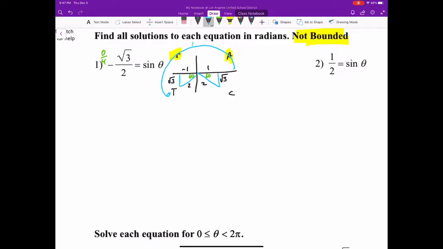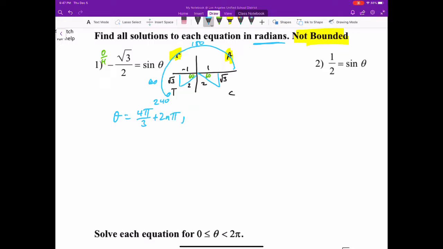That's 180, and then plus the 60 here gives us 240 degrees. Okay, we can write this in radians. They asked us specifically in radians. So we count by 60s, and that's going to be theta is equal to 4π/3. And since this is not bounded, we're going to write plus 2nπ because our period for sine is 2π.